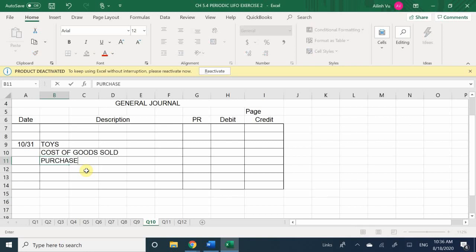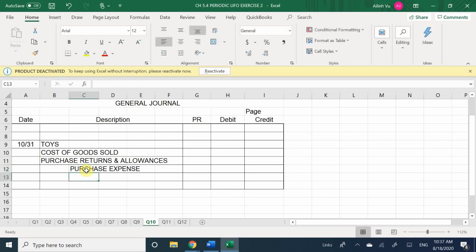Purchase returns and allowances. Yes. Right. And then what are my credits here? Just expense and freight. Yes. Because ultimately, what are we doing? We are converting from an expense to inventory.